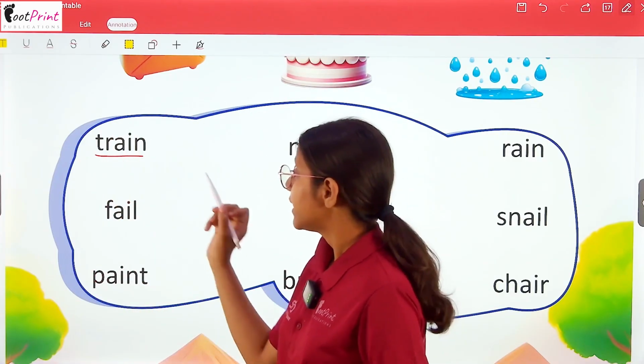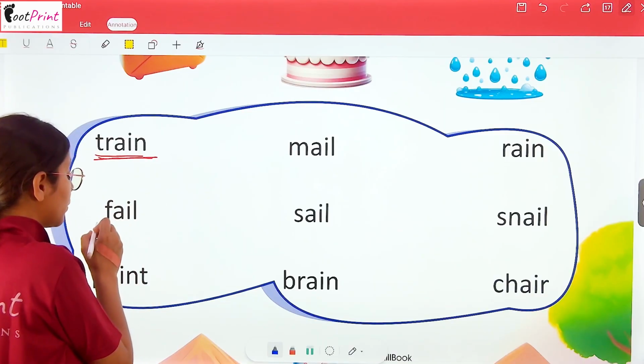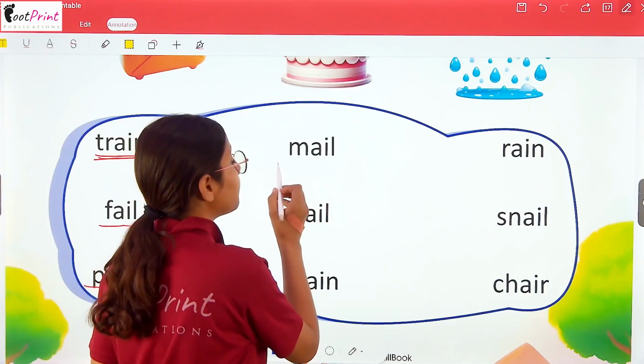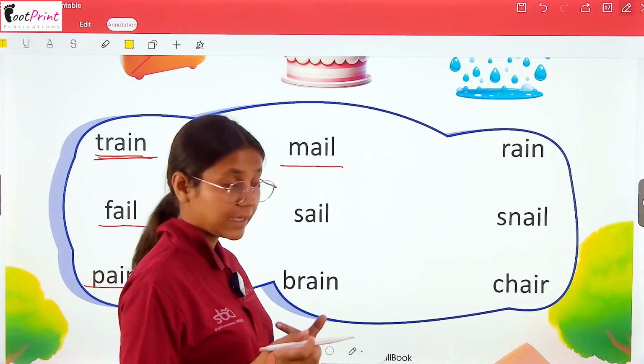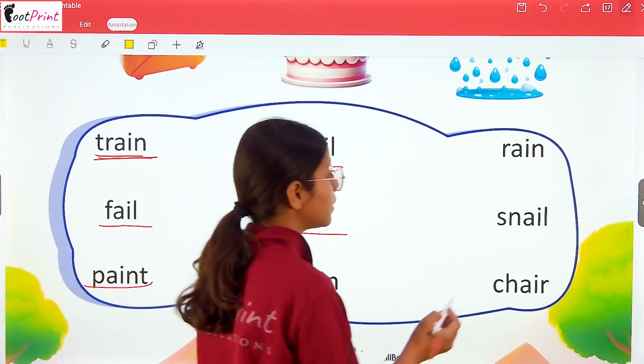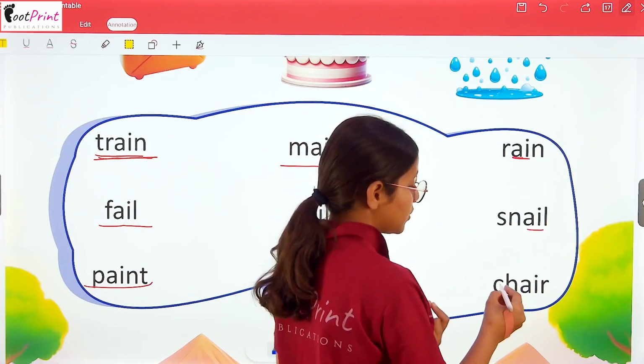Now, see, the second long vowel sound is with AI. So, train, fail, paint. Now, mail, sail, brain, rain, snail, chair.